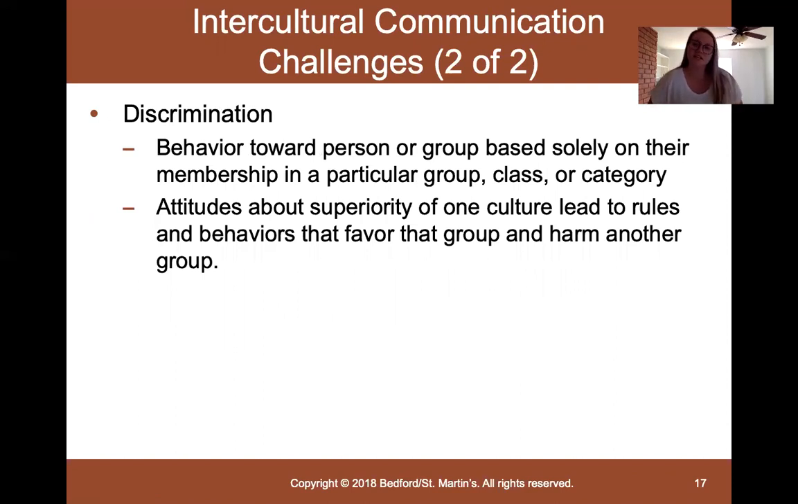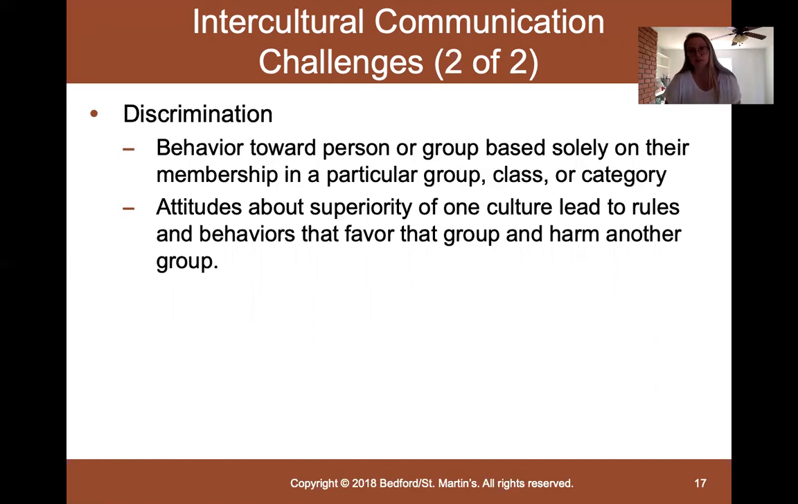Discrimination. Discrimination is definitely a really important term for us to talk about. It's something that's definitely a hot button topic right now in the United States. Discrimination, for the purposes of our class, is going to be described as a behavior towards a person or a group based solely on their membership of a particular group, class, or category. So attitudes about superiority of one culture lead to rules and behaviors that favor that group and harm another group. So when we're talking about discrimination, we can talk about the pink tax. We can talk about women not getting paid as much as men.